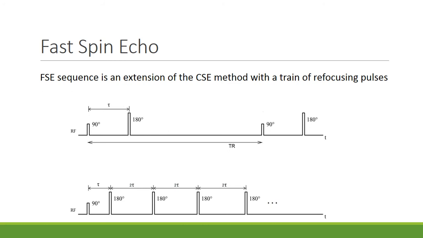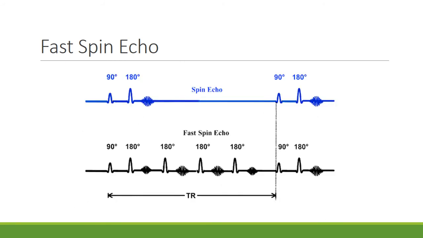Fast spin echo sequence is an extension of conventional spin echo. This sequence has a train of refocusing pulses instead of just one pulse. After each refocusing pulse, we will get an echo. You can see in this picture, after each of the refocusing pulses, we get an echo.